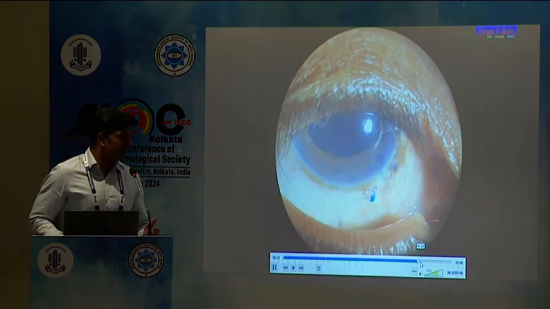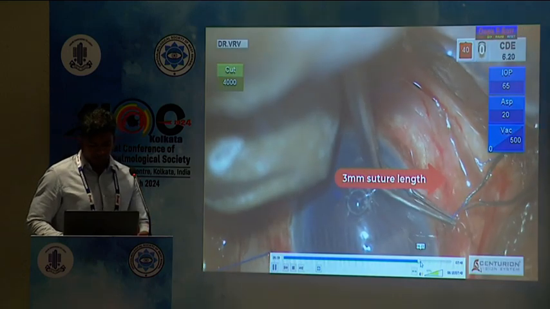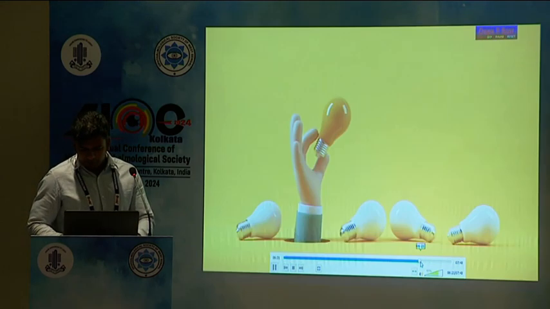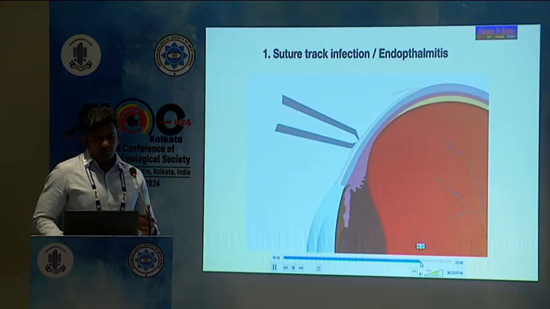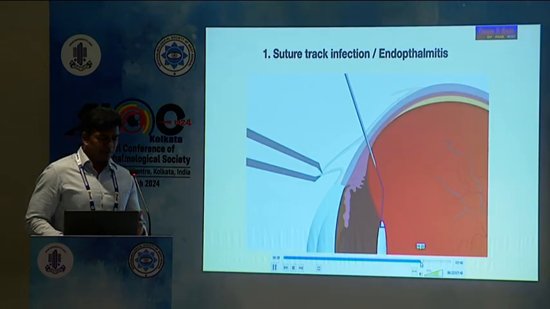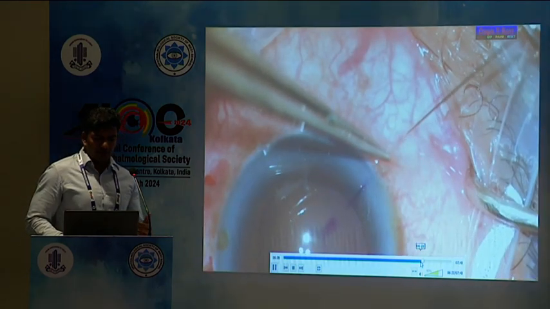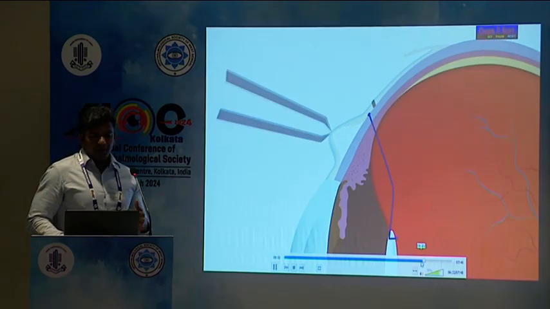Conjunctival erosion could be due to a large or fat flange required to plug large sclerotomies. We have a few suggestions to overcome these complications. Move the conjunctiva radially towards the limbus before making the sclerotomy to ensure intact conjunctiva covers the flanges at the end of surgery.